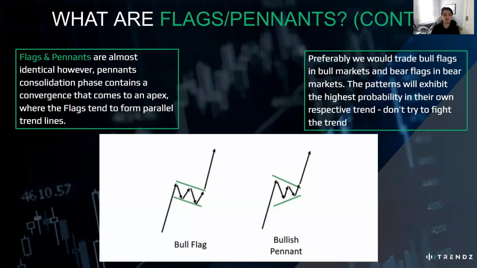Flags and pennants are almost identical. You can kind of see, let me get my laser up here, down at the bottom here: this is a flag, a bull flag, and this is a pennant. So they're very, very close and almost identical. There's just a slight difference. With the flag, it's more of a parallel consolidation period, whereas the pennant is converging together, coming to an apex where it then breaks up or down. So they're just a little bit different.